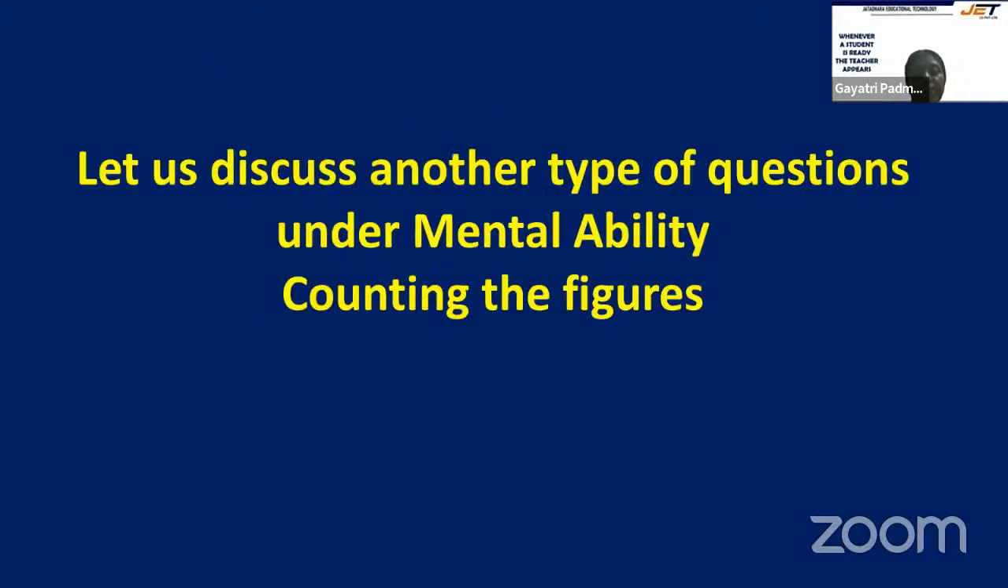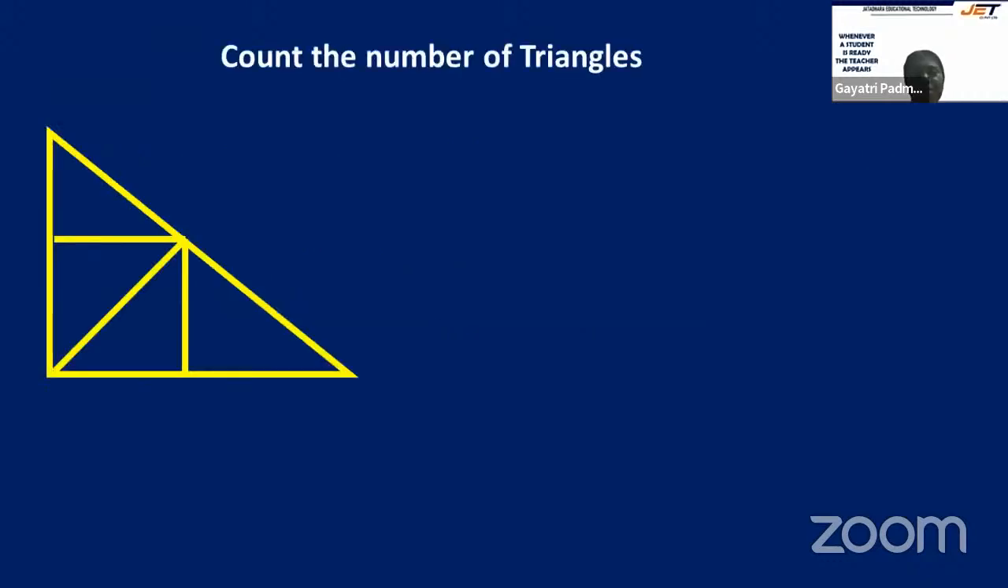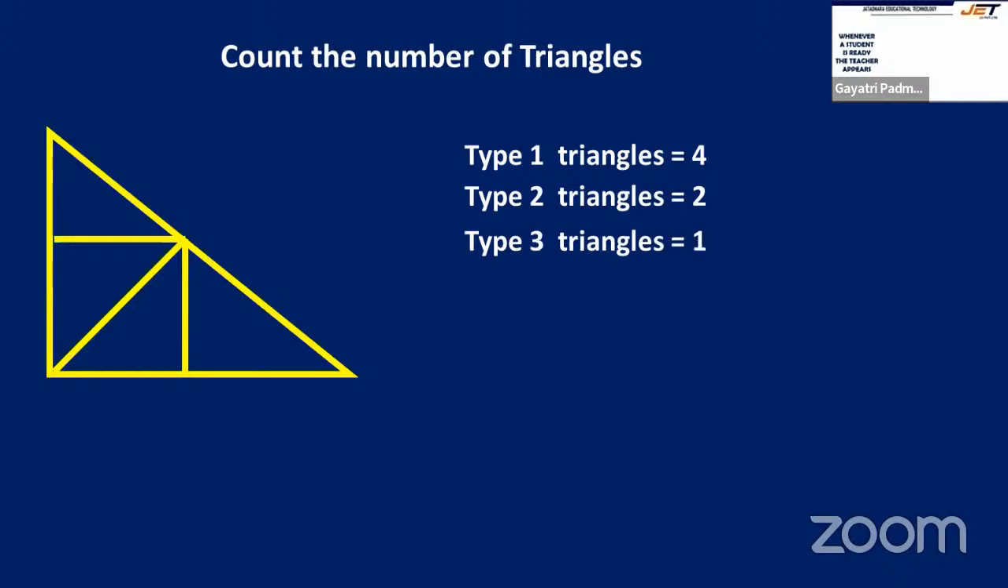All right. Now let us discuss another type of questions under mental ability, counting the figures. Very interesting one. Count the number of triangles. If I say, you will all say that there is only one triangle. No, but there are many triangles inside the triangle, right? See here, the highlighted one in red. 1, 2, 3, 4, right? So type 1 is 4. 1, 2. So type 2 is 2. Type 3 is again 1. So the total is 4 plus 2 plus 1.